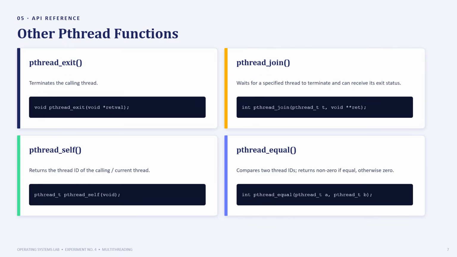pthread_self. This function simply returns the thread ID of the current calling thread. pthread_equal. This function compares two thread IDs. If both are equal, it returns non-zero value, otherwise it returns 0. These 5 functions: create, exit, join, self, and equal. These are more than enough for our lab experiment. Let us move to the next slide.